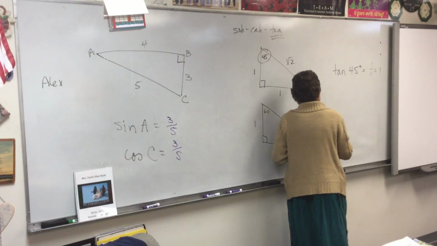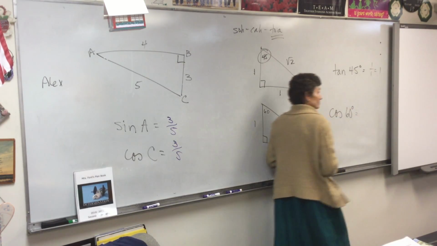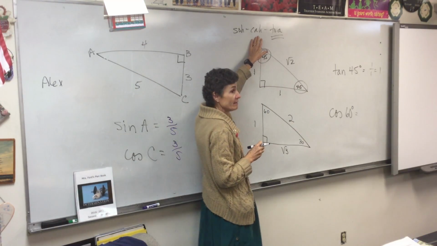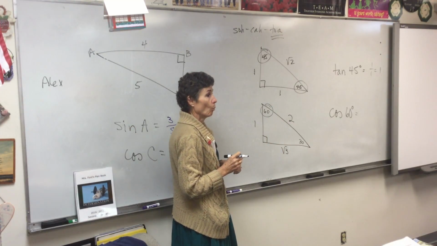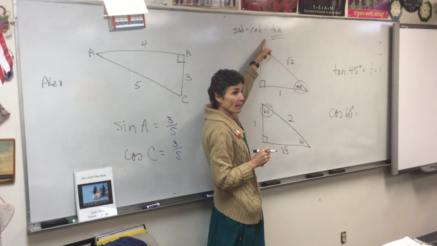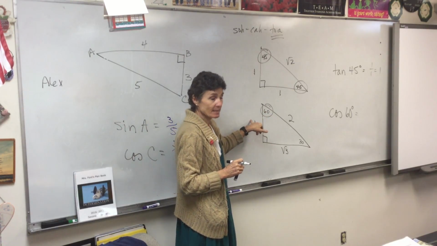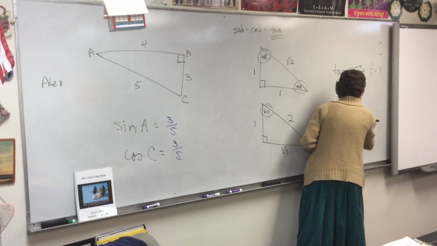How about this? What is the cosine of 60 degrees? All right, so now we're doing cosine. Here's the 60. What's cosine? Adjacent over hypotenuse. Here's your 60. Adjacent over hypotenuse would be 1 over 2.